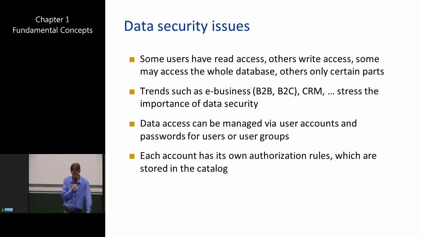Data security can again be managed in various ways. It can be managed via user accounts and passwords for users or user groups. All of that are again examples of metadata and actually integrity rules. The integrity rule can also specify what user or what user group has access to what types of information. So each user account will have its own authorization rules, which will again be stored in a catalog. So the DBMS also needs to foresee those facilities for managing data security.